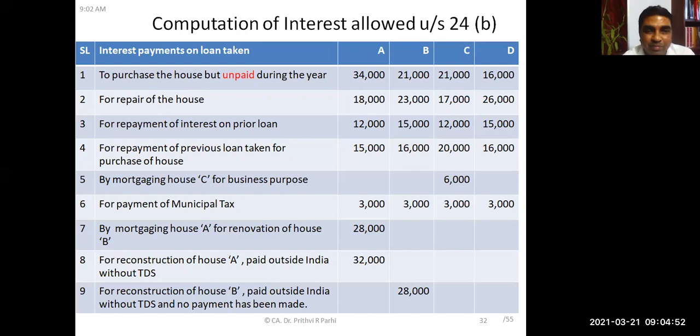Second situation. Can you read it? For repair of the house. For repair of the house, a loan is taken and interest is paid. You decide whether it will be allowed as deduction or not.